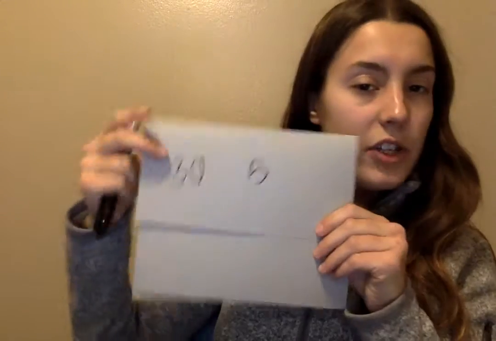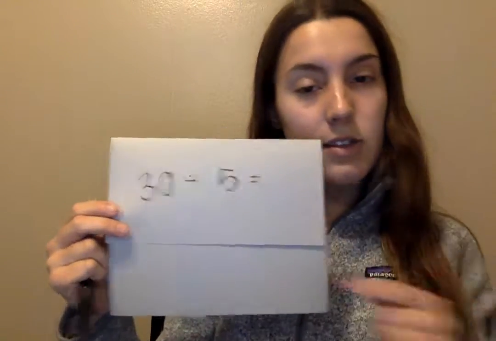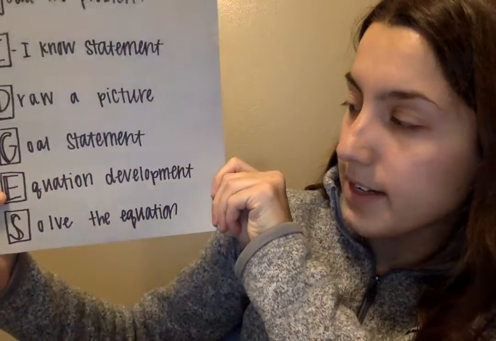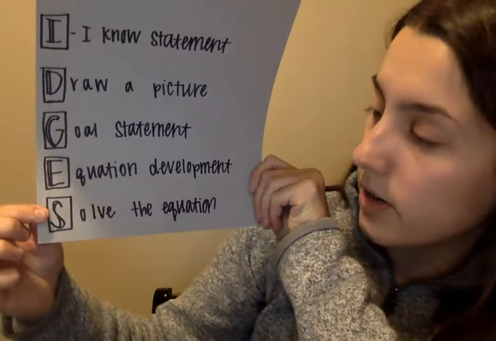Now with the equation development, I know that there are 30 fish and 5 fish to each tank, and we want these fish divided equally into each tank. So I'm going to do 30 divided by 5, and I am now going to figure out what that is. So we have 30 fish and 5 in each tank. Our last step, since we already did equation development, is solving the equation. So 30 divided by 5.